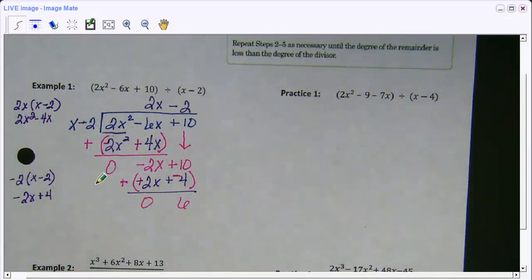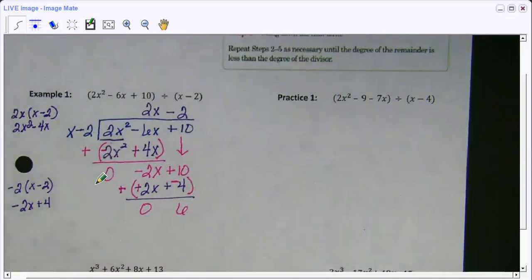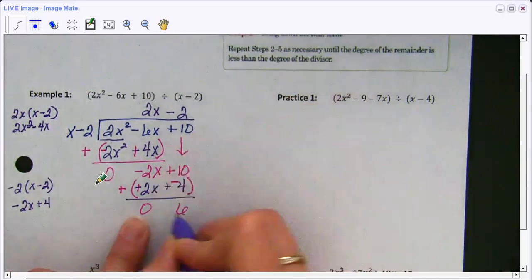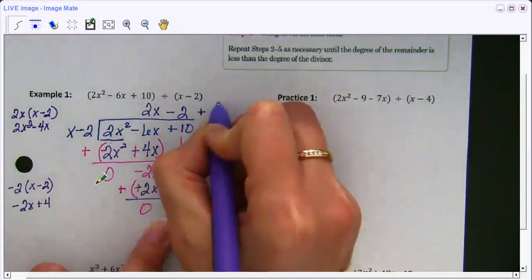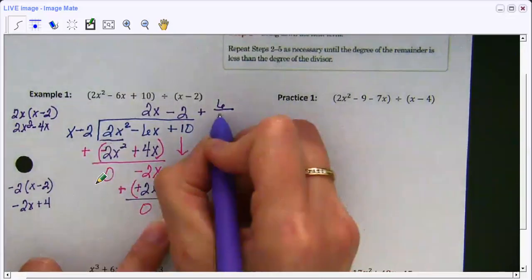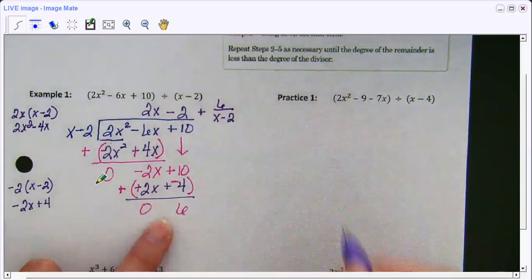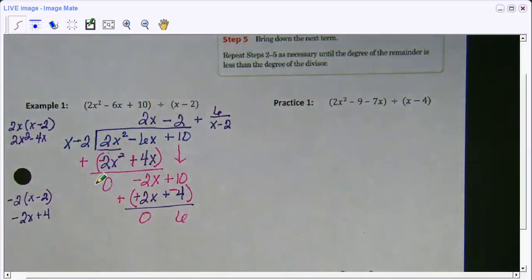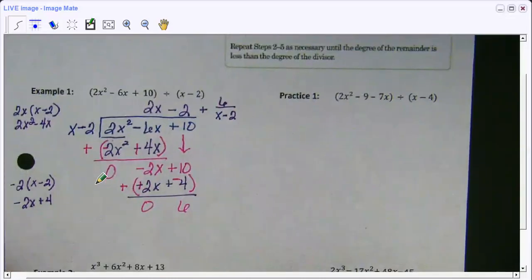Do you always flip the signs like that? Yes. Okay. So this remainder, since this is a positive 6, I'm going to put plus 6 over x minus 2. Wait, why did we change this here?